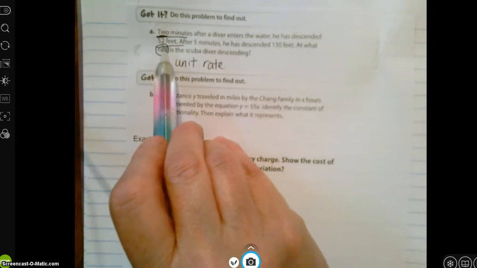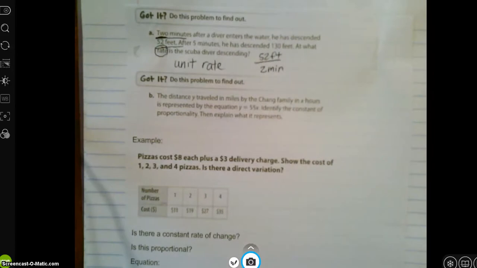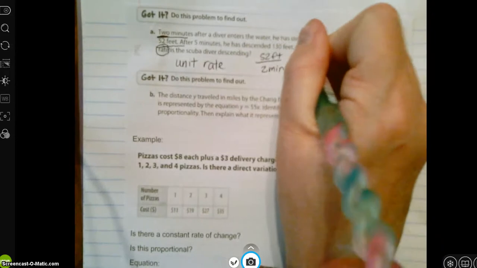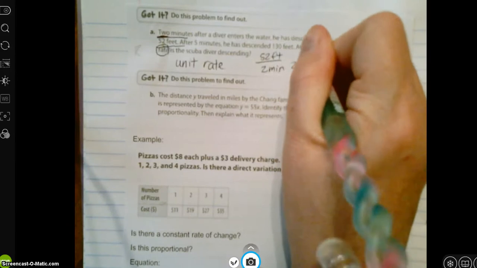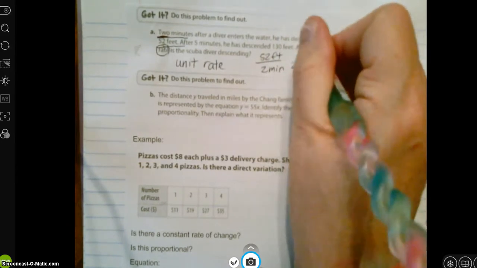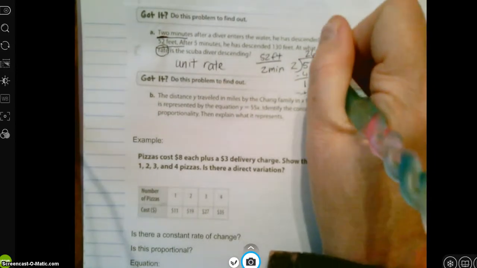Okay, so we want the unit rate. So our unit rate, we're going to figure this out. It says 52 feet per 2 minutes. So 52 feet, 2 minutes. And guys, just so you know, almost always time is going to be your denominator. Almost always. Okay, so I'm going to divide 52 by 2. 2 into 5, 2. 4, 1. 2 into 12, 6. And nothing left. Okay, so our rate is 26 feet per minute.